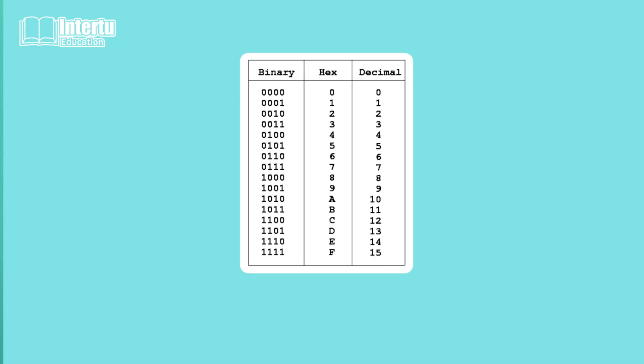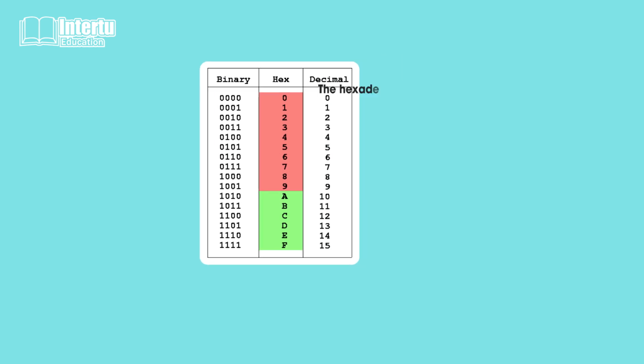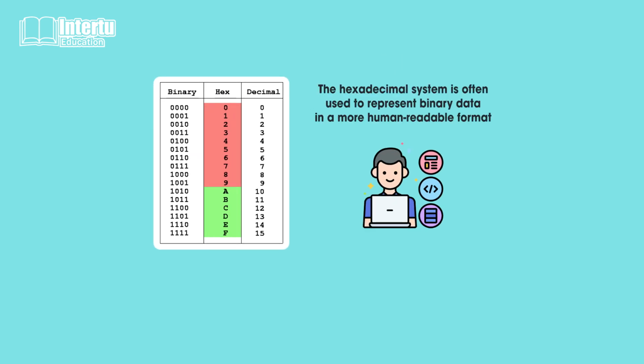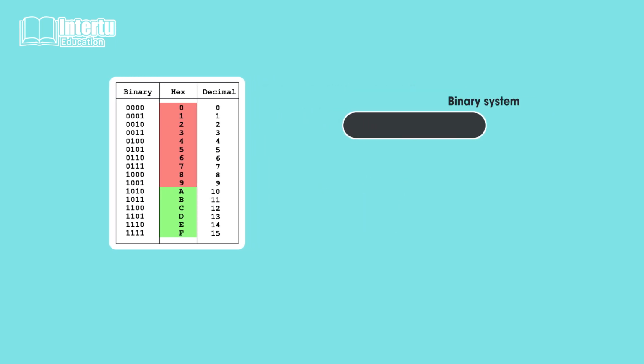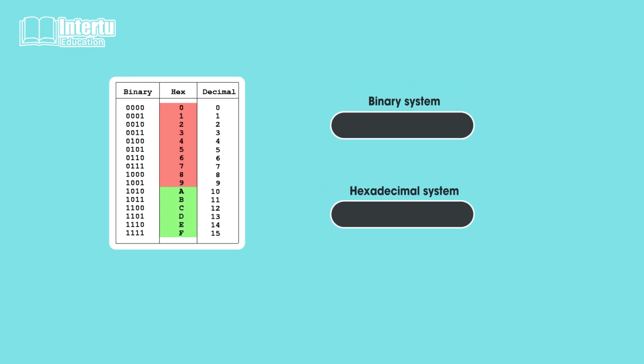Next, we're going to have the hexadecimal system. On the other hand, this system is the numbering that uses 16 digits from 0 to 9 and from A to F. Hexadecimal system is often used to represent binary data in a more human-readable format. For example, this binary number is pretty long, so it will be represented as 2E in hexadecimal system.